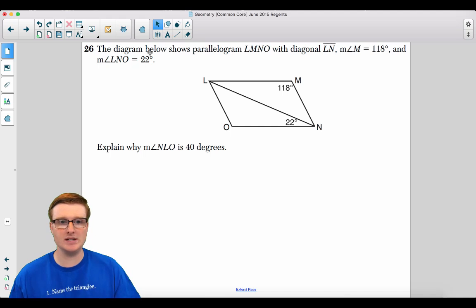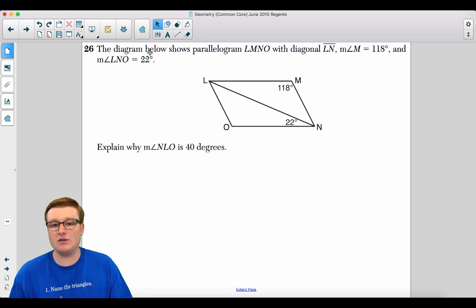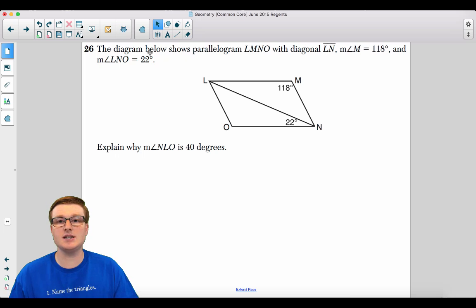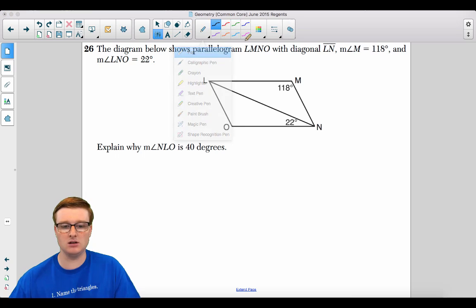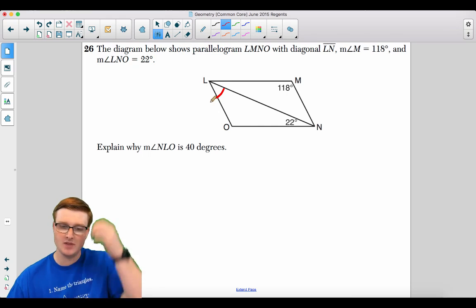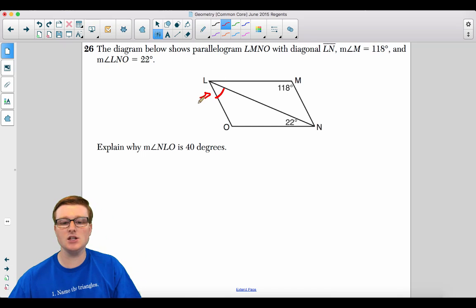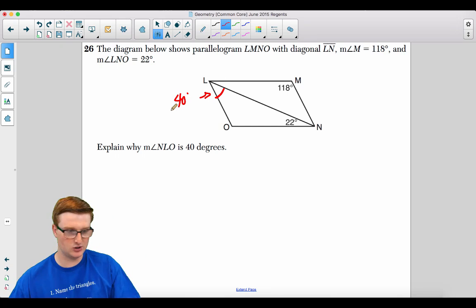All right, question number 26. The diagram below shows parallelogram LMNO with diagonal LN. The measure of angle M is 118 degrees, and the measure of angle LNO is 22. Explain why the measure of angle NLO up here is 40 degrees. So they're telling you immediately that this is 40 degrees.